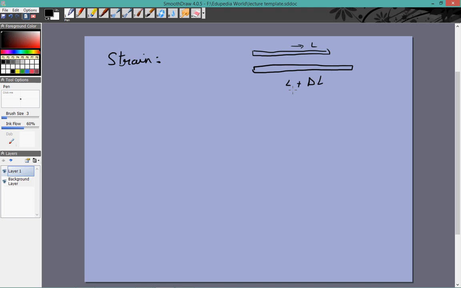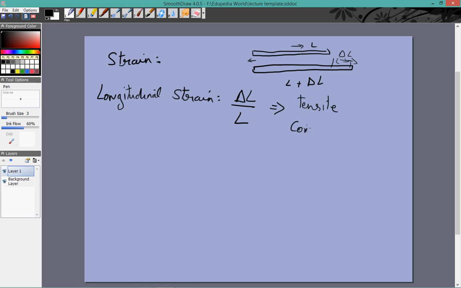And strain is again defined and divided into many different categories. First of all, it is longitudinal strain. And longitudinal strain is when the increase in dimension is in the same direction as the stress. So if the stress applied is in these two directions and the dimension increases in this direction, then we have a longitudinal strain in the object. That strain is defined as delta L by L. So that strain is the change in length. If this much is delta L, it is the change in length divided by the original length. Again, longitudinal strain can be divided into two: tensile strain and compressive strain.